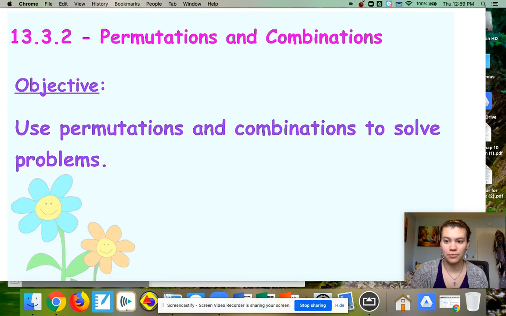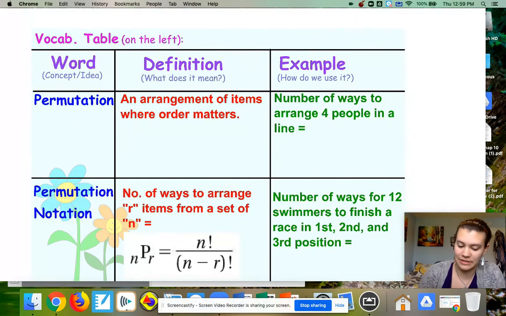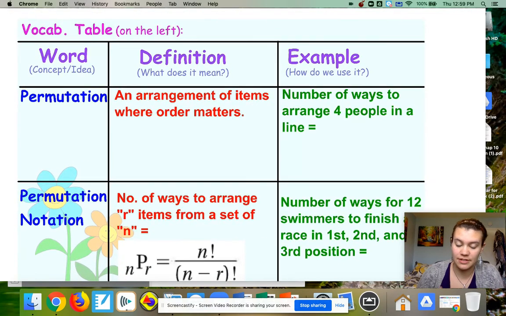All right, so today we're going to do permutations and combinations. So some definitions. A permutation is some arrangement of things like numbers, books, whatever, where the order matters.